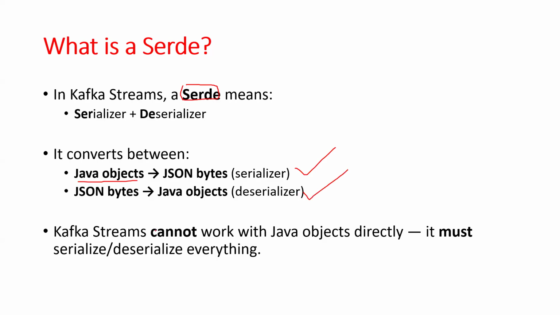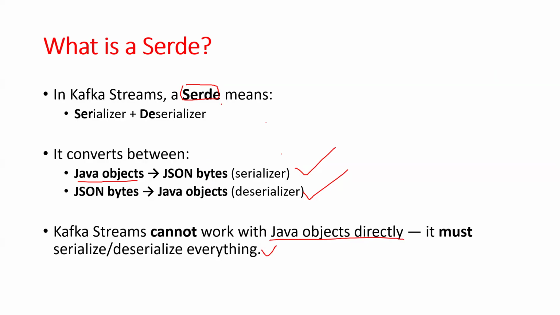Why? Kafka Streams cannot work with Java objects directly. It must either serialize or deserialize everything. Not only in Kafka Streams, even in Apache Kafka, if you want to talk to anything, it should be serialized and deserialized in a secure manner. Why? Because it is in terms of bytes information here.